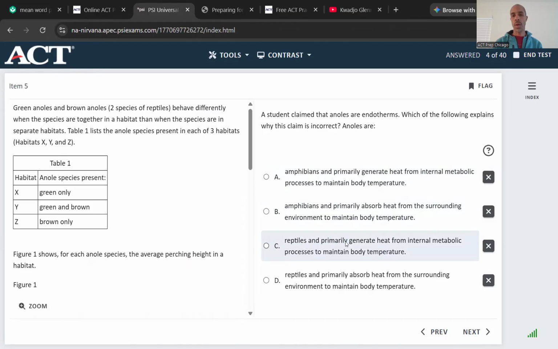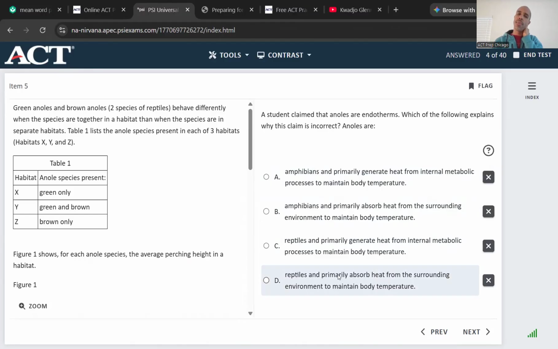Reptiles. Anoles are reptiles and primarily generate heat from internal metabolic processes. Anoles are reptiles and primarily absorb heat from the surrounding environment to maintain body temperature. Well, one thing I can tell you is that if I can't remember endotherms, but I think endotherms get their heat.